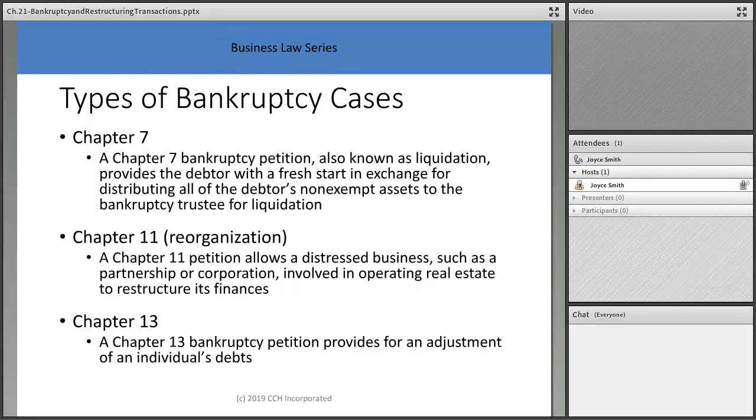Those were 7s. 11 is reorg, that's Mattress Firm. 13 is a bankruptcy petition that provides for an adjustment of an individual's debts. So they basically say, I'm still solvent, I still have money, but I need to file 13. I can still pay some people back, but not totally, or I can pay them back on extended terms. So 13 is something we can see individuals go through, and we can see businesses go through as well.